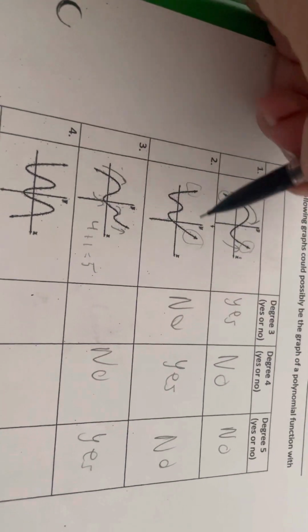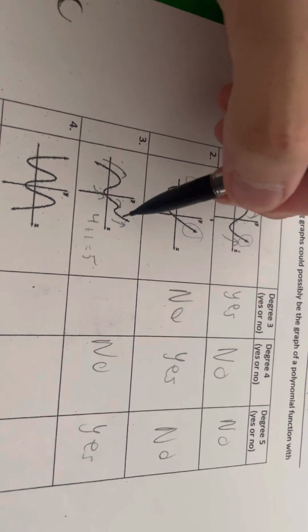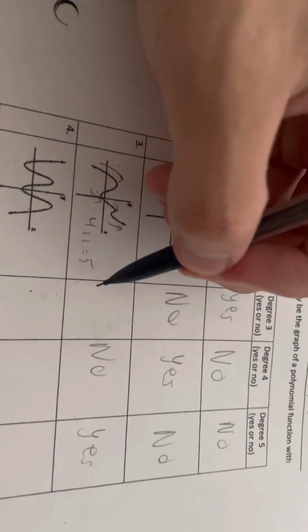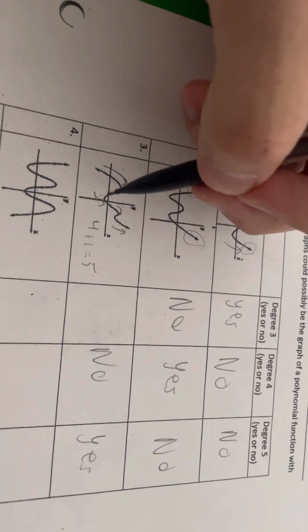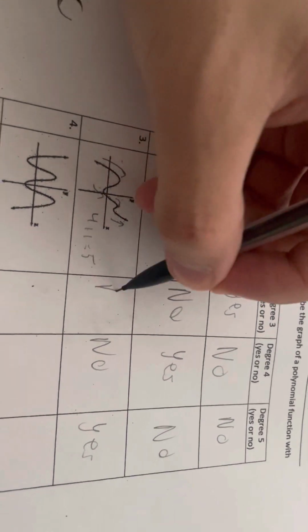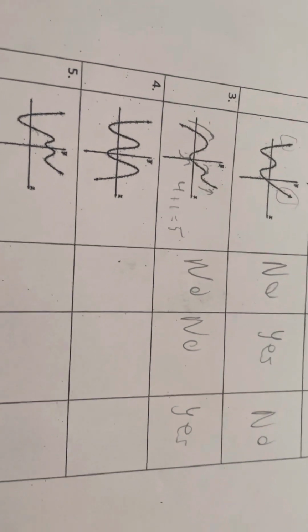It's not going to be degree 4 because both of these are not pointing in the same direction. They're both going opposite. This one's going up, that one is going down. And we know that because there's also 5 zeros right here and there's also 4 curves, that's not going to be a degree 3. All right, so let's focus on number 4 here.